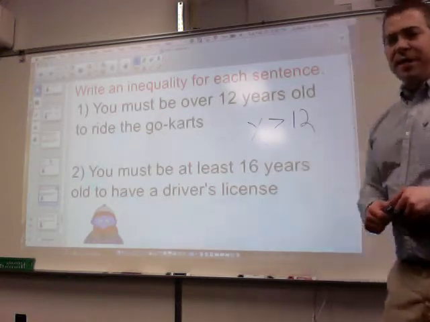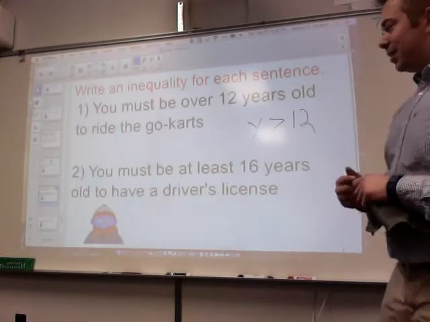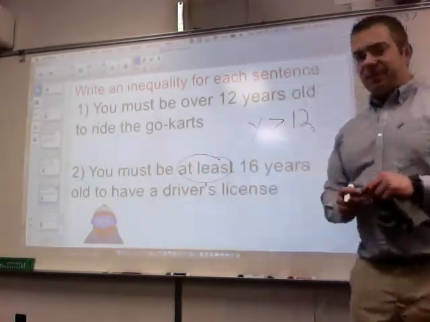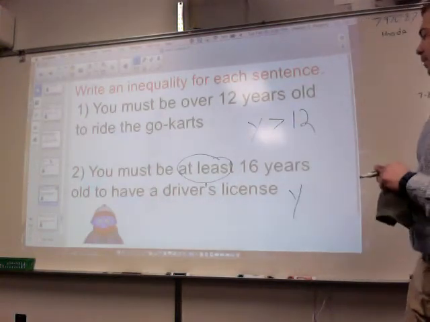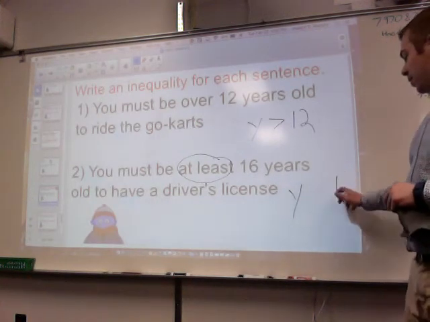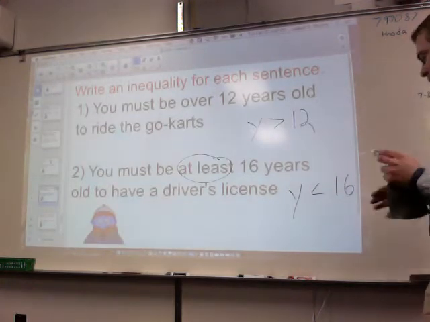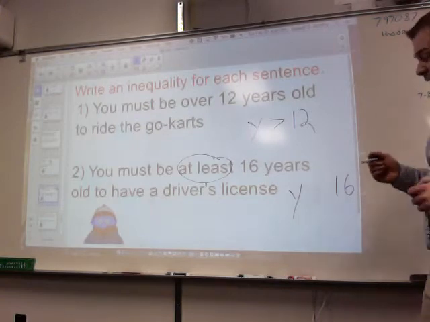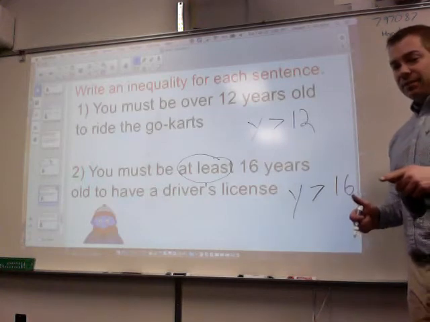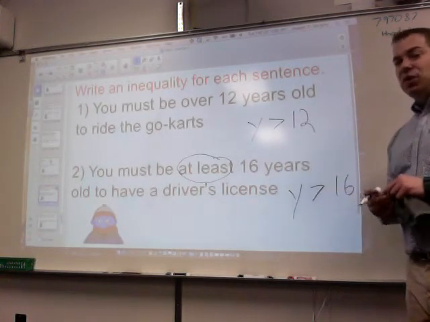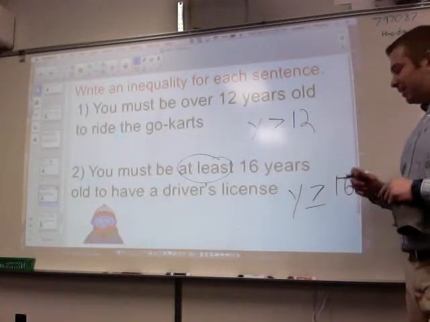Look at number 2. You must be at least 16 years old to have a driver's license. Keyword being at least. All right, so once again, we're going to use y for you. You must be at least 16. So you have to do something with 16. Can you be less than 16 years old to have a license? No. Can you be greater than 16 to have a license? You betcha, but I'm not done. All right? Because at least 16 means you can be 16 years old. Yes, you can be 16.